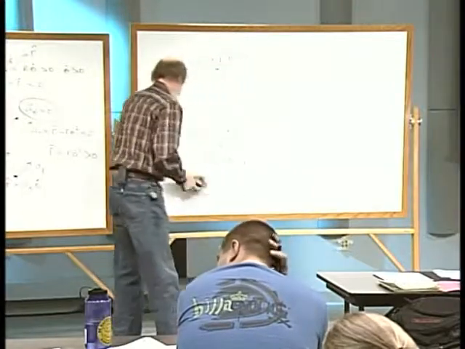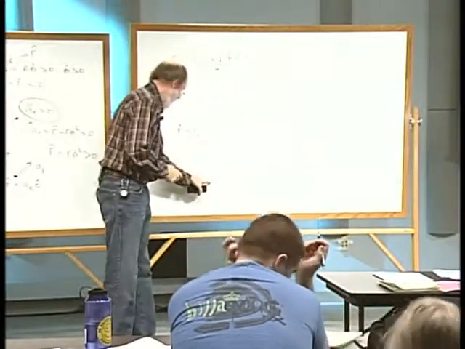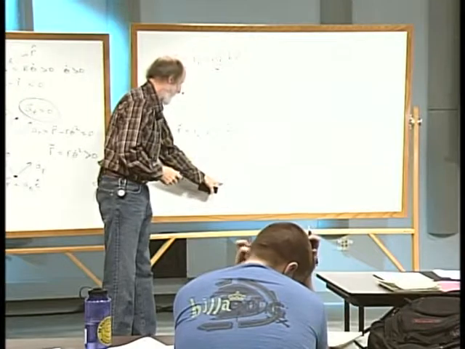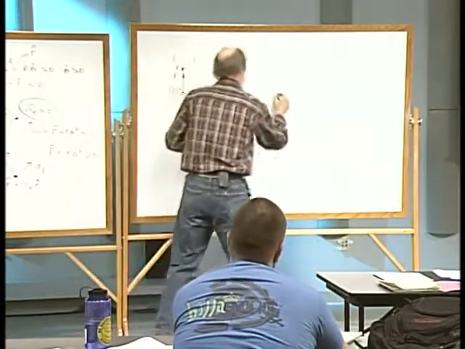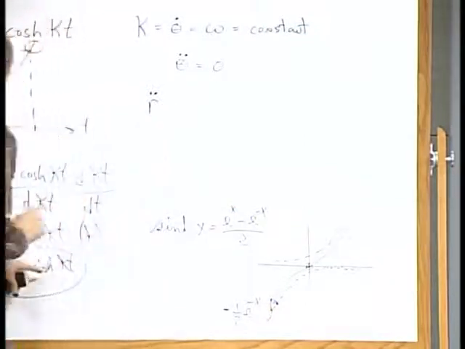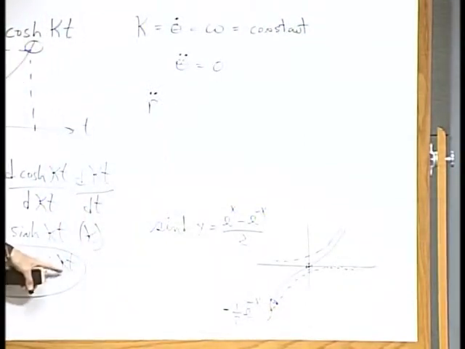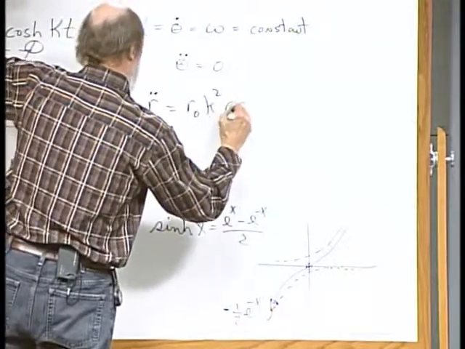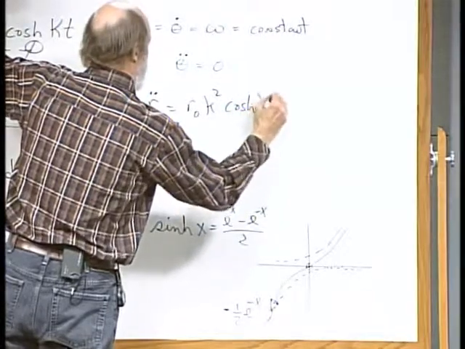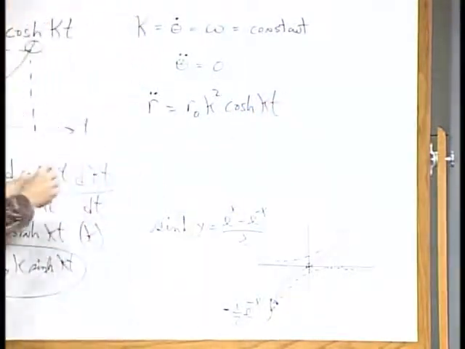So let's crank the next derivative here. Kappa is constant, R naught's constant, so all we have is the derivative of the sinh here. To make this a little quicker, let's just do it. We're going to end up with R naught kappa squared, aren't we? Cosh of kappa t. R naught kappa squared cosh of kappa t for the R double dot.